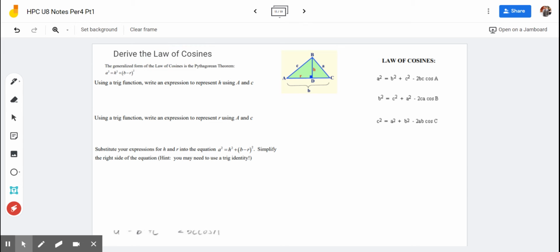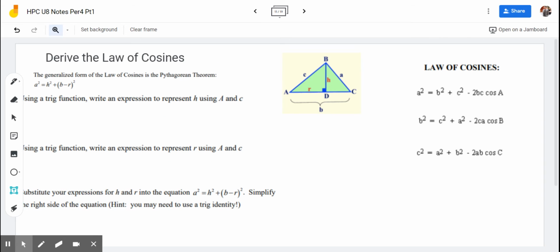It says a generalized form of the law of cosines is the Pythagorean theorem. I think it should really be the other way around: the Pythagorean theorem is a specialized form of the law of cosines. It says, using a trig function, write an expression to represent h using capital A and little c.